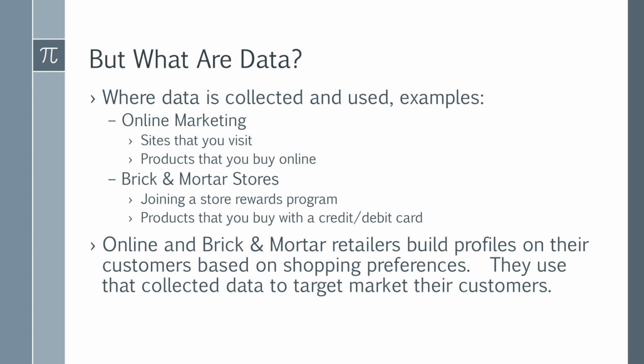So data is being collected and used constantly. Some examples here may be online marketing. Websites are capturing you when you visit the site, or not just you, but anybody really. And they're tracking products that you or any other customer buys online. Brick and mortar stores also capture data when their customers join a store rewards program or when customers purchase products with a credit or a debit card. All of that information is then collected, and the retailers build profiles on their customers based on their shopping preferences. And then they use this information to target market their customers.